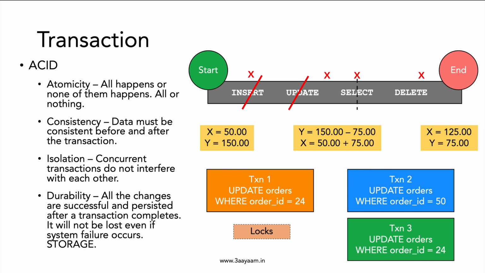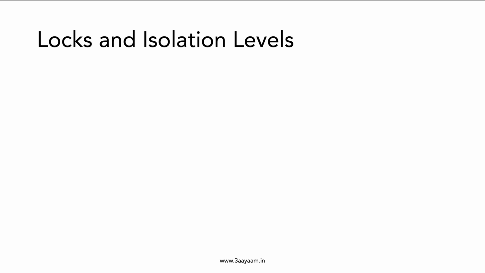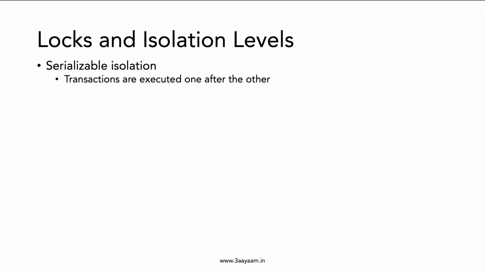In this slide, I talked about locks, that isolation is handled by locks. So let's go a little deeper into how locks are handled. What are locks and isolation levels? In Redshift, we have something called the serializable isolation level. What does it mean? It means that the transactions are executed one after the other.